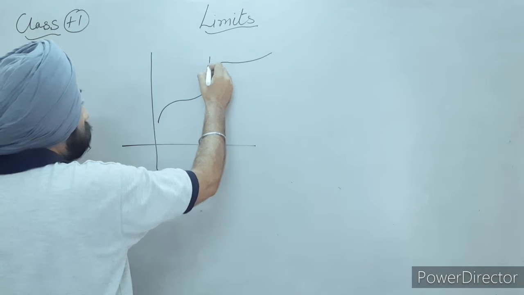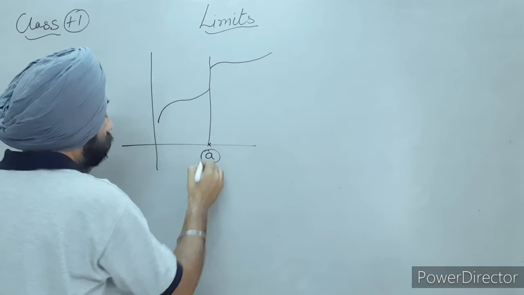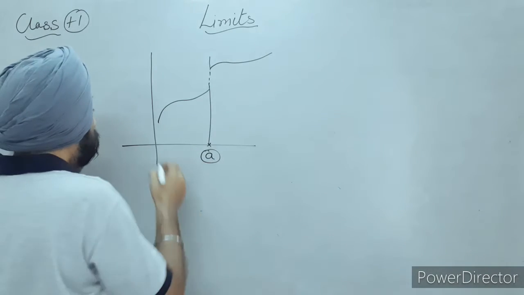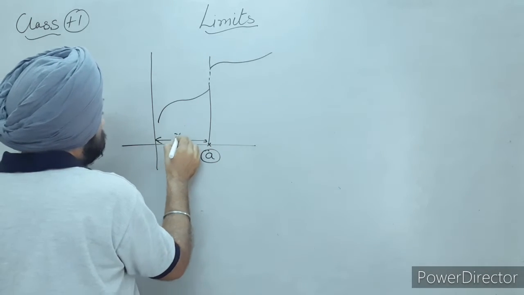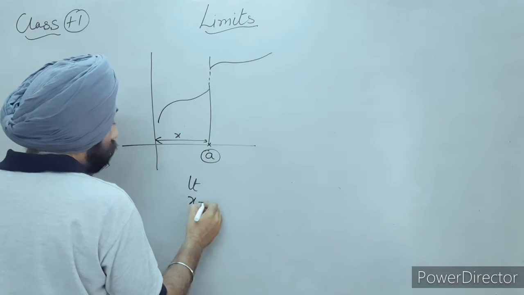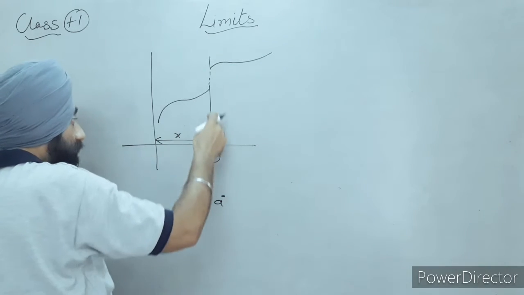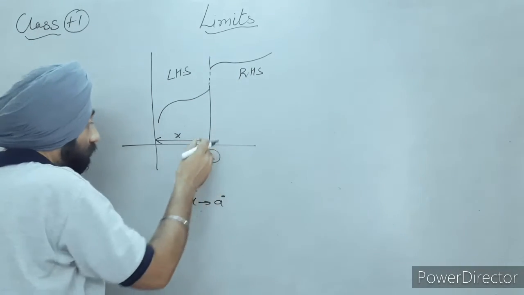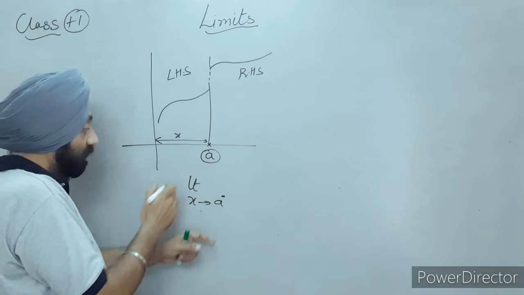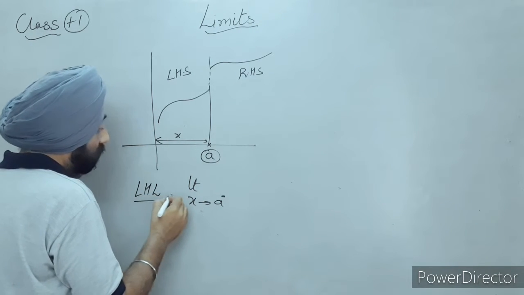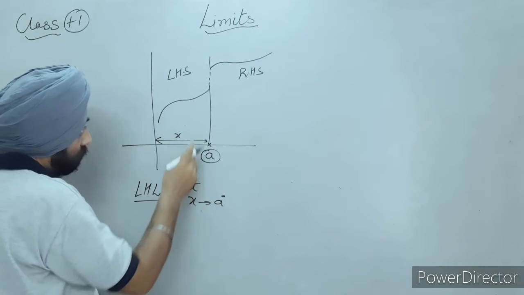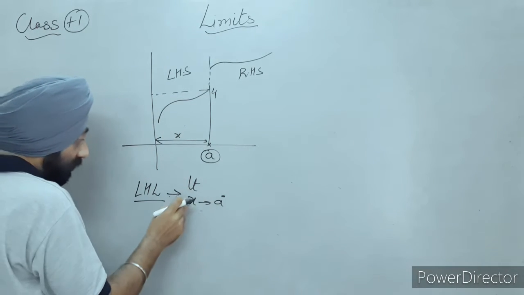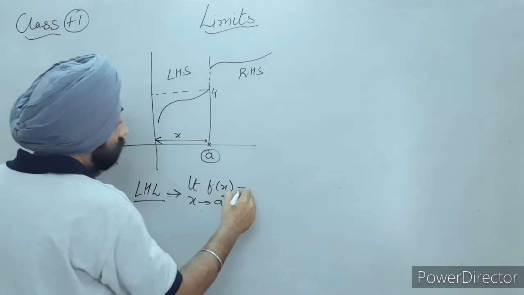Say I have a function like this. Now there is some point a over here, right? This is my x when x approaches a negative. I have marked this line. This is the left hand side of my line. This is the right hand side of this line. Now x approaches a negative, that is from the left hand side. Left hand limit, I will say limit as x approaches a negative, it attains some value. Say let it be 4, right? When x approaches a negative, my function equals 4.